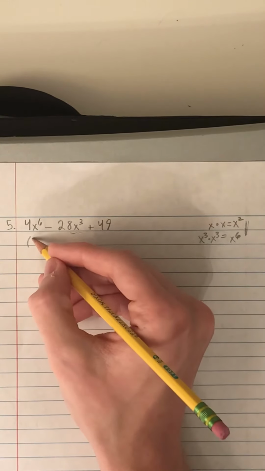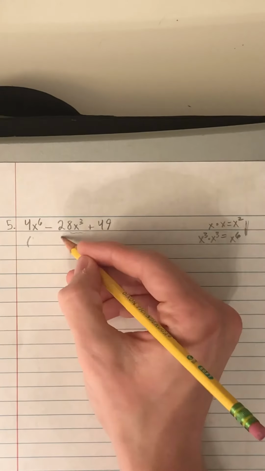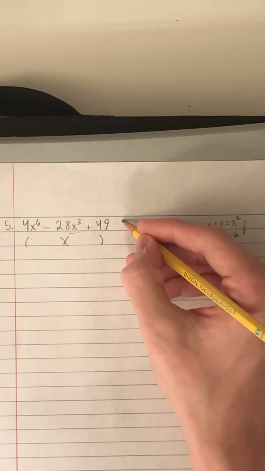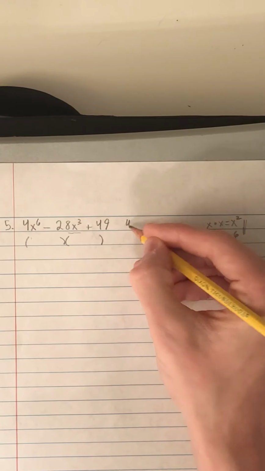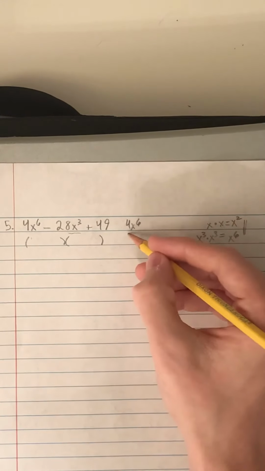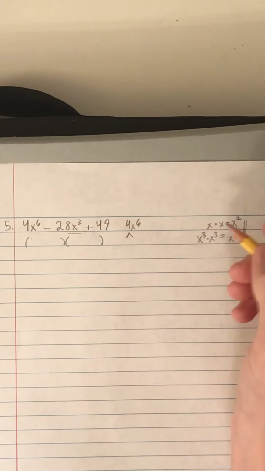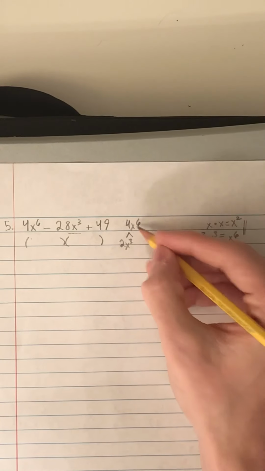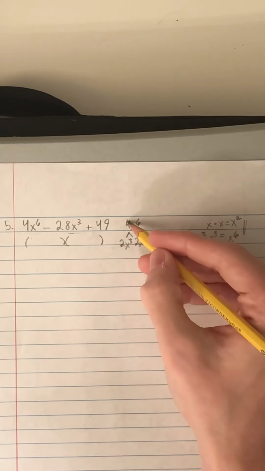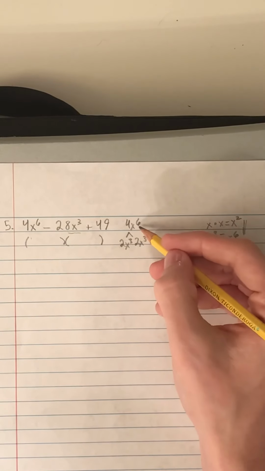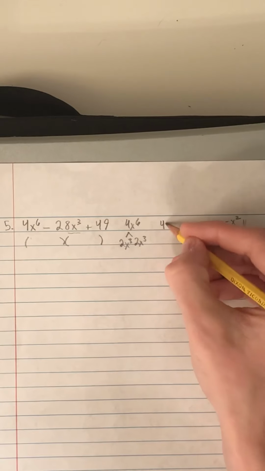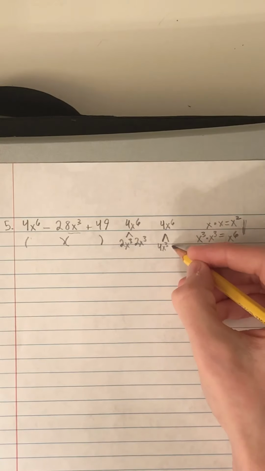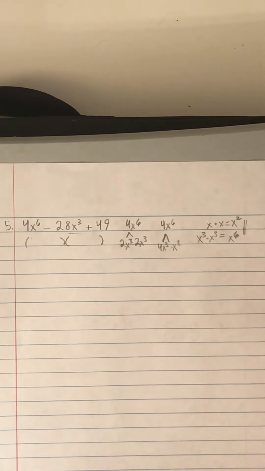So I have my two parentheses. And I'm thinking through what are some factors of 4x to the 6th. So again, I have a situation where I have two different options. I could have 2x cubed times 2x cubed, because factors of 4 are 2 and 2, and factors of x to the 6th are going to be x cubed and x cubed. Or I could have 4x cubed times just 1x cubed.